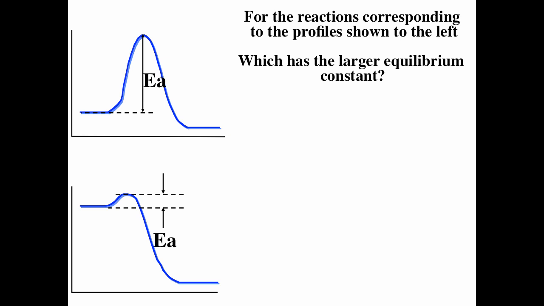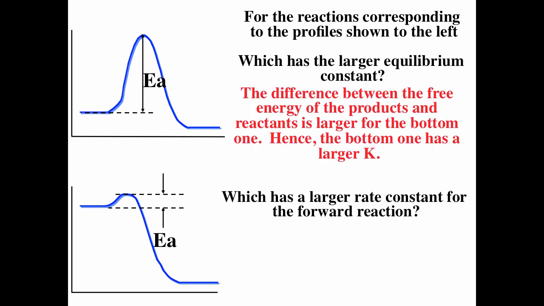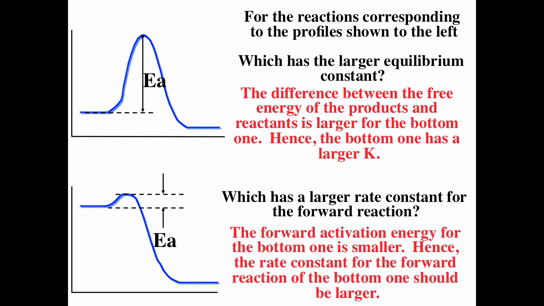Which has a larger equilibrium constant between these two plots? For both of these, the products are more stable, and so for both of them, K should be greater than 1. Now, the difference in energy for the bottom one is larger than for the top. And so the bottom one should have a larger equilibrium constant, assuming that the scales for these two plots are the same. Which has a larger rate constant for the reaction? That corresponds to a smaller activation energy, and so again, that's the bottom one. Activation energy determines the rate constant of the rate. The difference in energy between products and reactants is what determines the equilibrium constant.